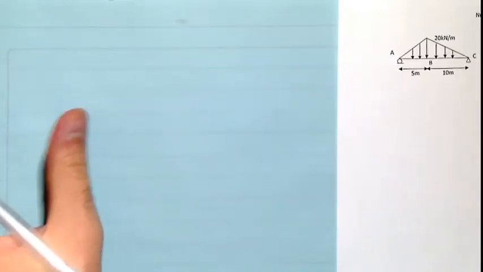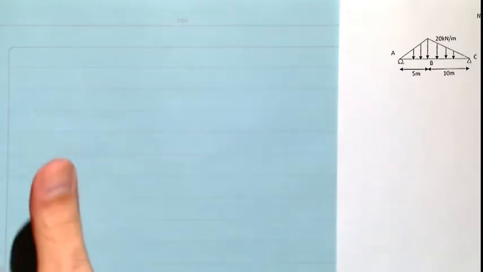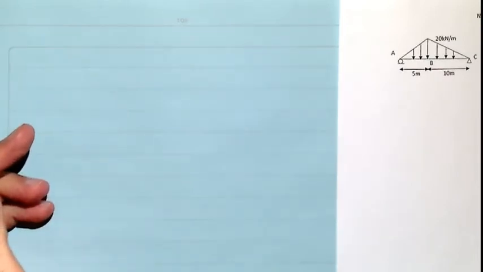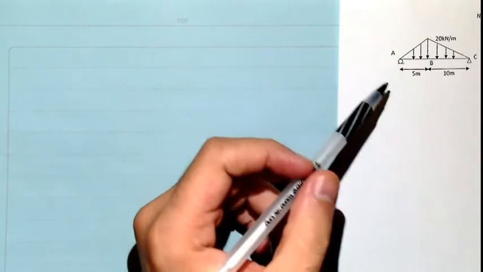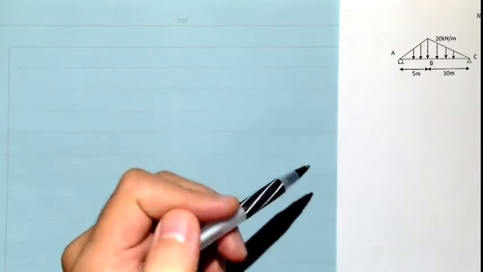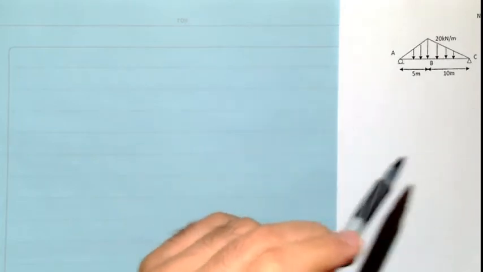In this recording, I'm going to talk a little bit about the shear and bending moment diagram, the qualitative method. Assume that in this example, we have a simply supported beam with a triangular distributed load.